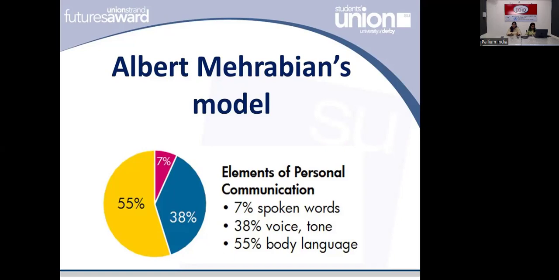What we want to convey is being conveyed. At least 55% of what we want to convey is conveyed through our body language, while the spoken words take only about 7% of the whole communication. So body language plays a very crucial role.